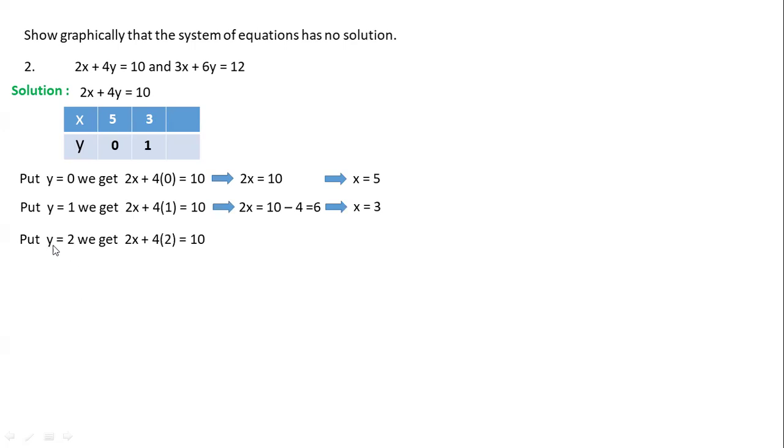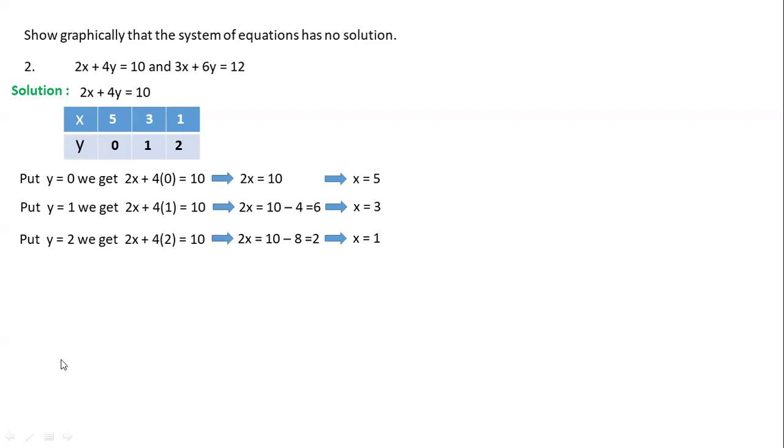Well, let's put y is equal to 2. So 4 2s are 8. 2x is equal to 10 minus 8, which is 2. So that means x is equal to 1. So let's put the values. You need not make it as I did in the previous question. As it is, you can simply put the values and simplify.